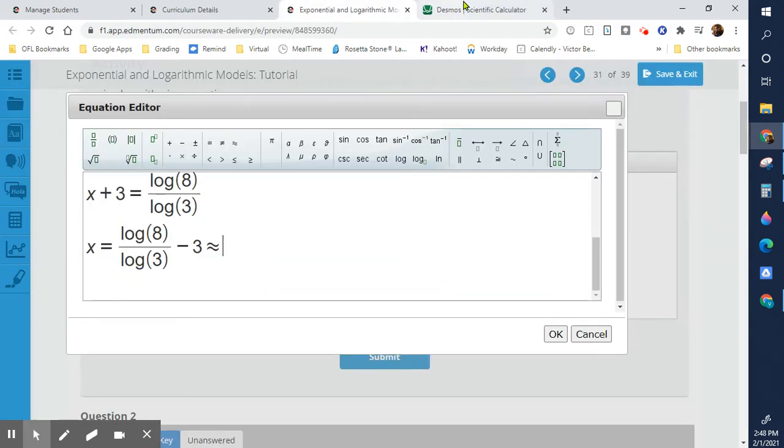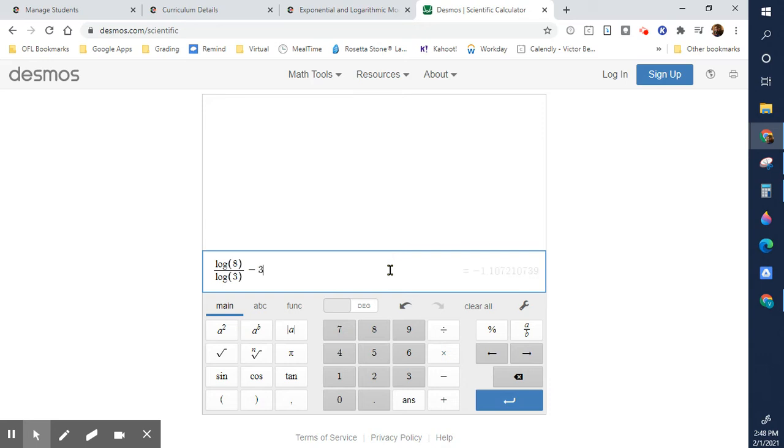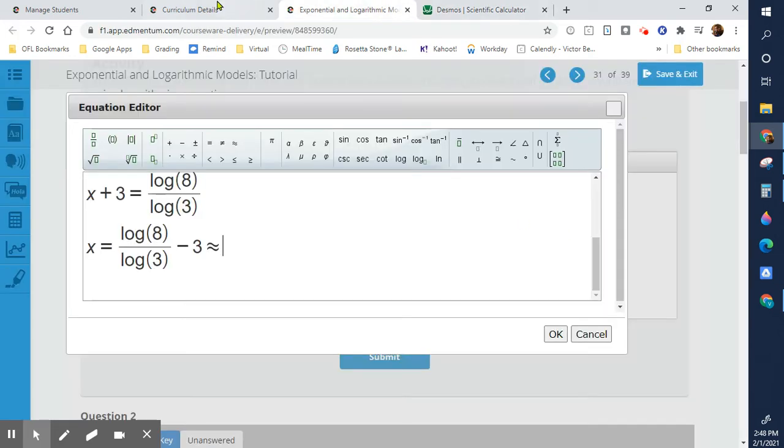I'm going to subtract the 3. So I'm going to subtract 3. And I get -1.107. This 2 is not a 5 or greater, so it's -1.107. That should be our answer.